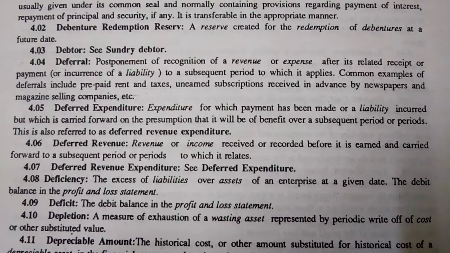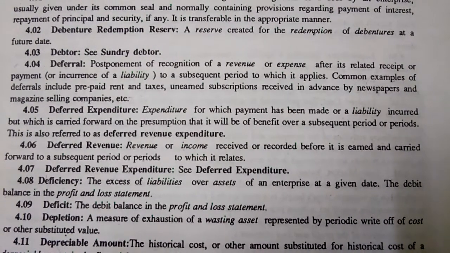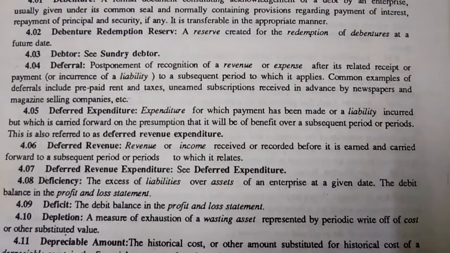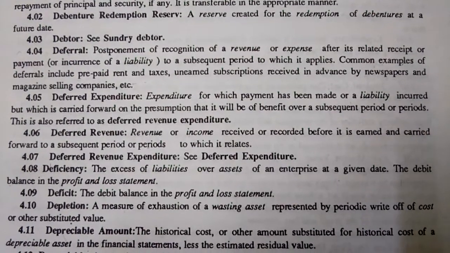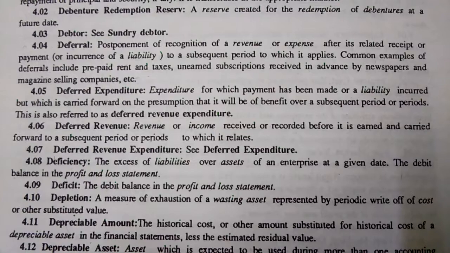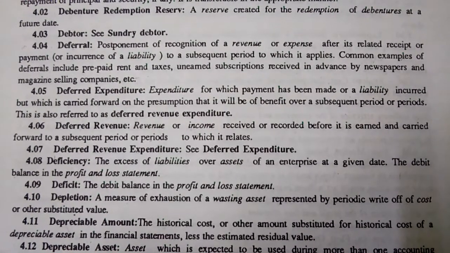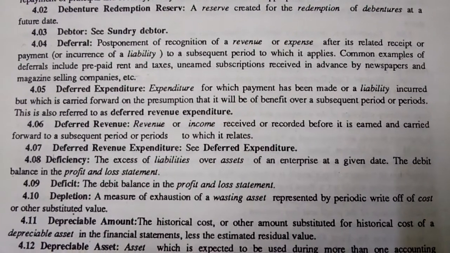And next one, debenture redemption reserve: a reserve created for the redemption of debentures at a future date. Debtor: those who have received credit sales, the persons are called sundry debtors.